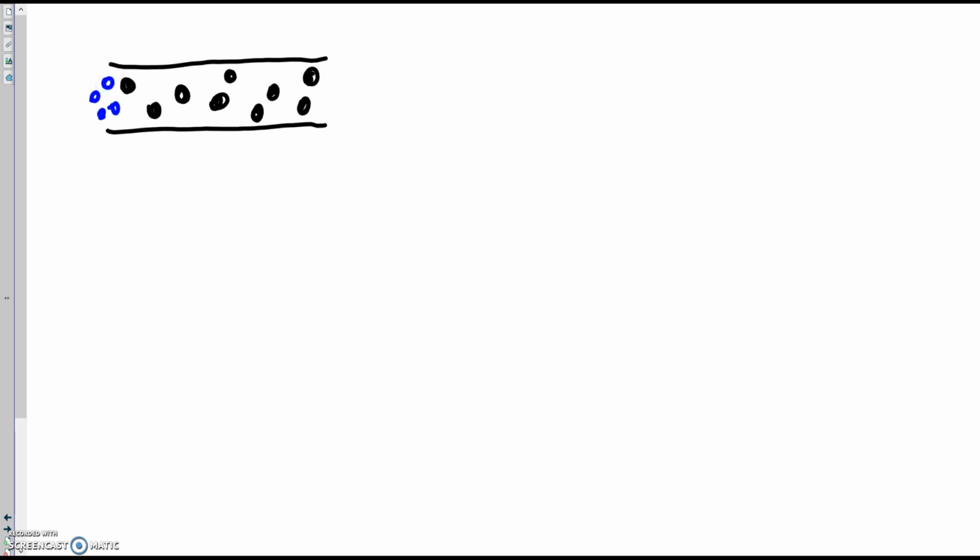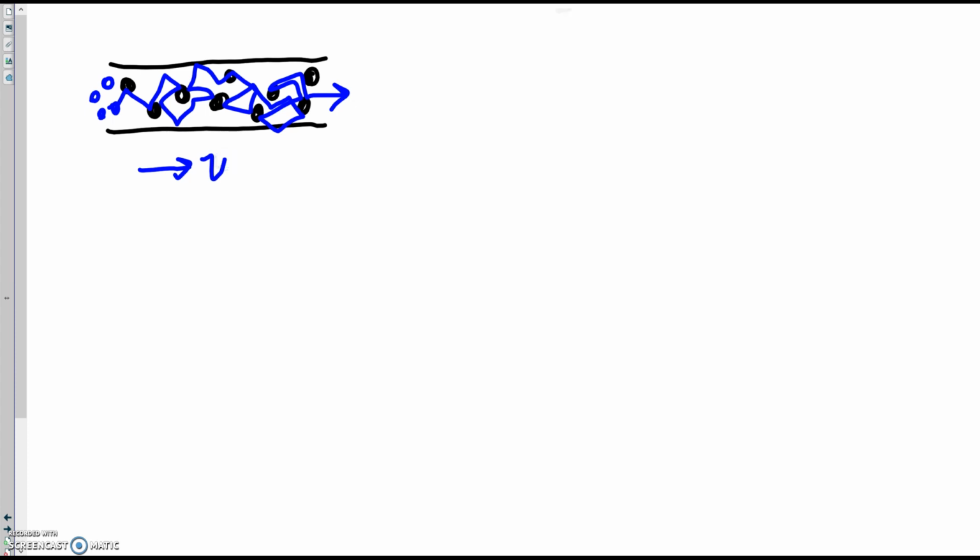The charges are in blue and they travel across, but they don't just go straight across, they bump into the molecules, and so they find this kind of circuitous path. There's some slow speed at which they drift through the resistor.